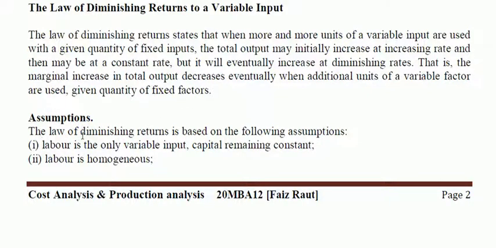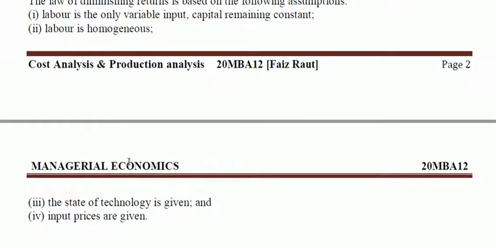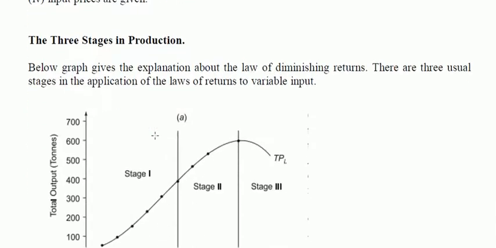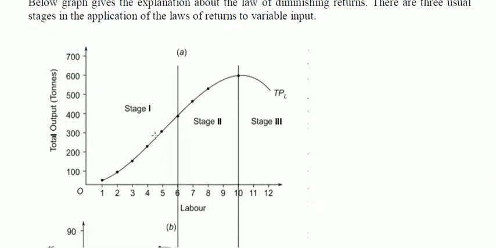So assuming that in the law of diminishing returns, labor is the only variable input, capital is constant, and labor is homogeneous. That means all the laborers are working in a similar manner. None of the laborers is very efficient, none is very slow or anything like that. All the laborers are equally talented and produce the same number of outputs when they are working. And the state of technology is given, input prices are given. Okay, so nothing is changing, everything is constant.